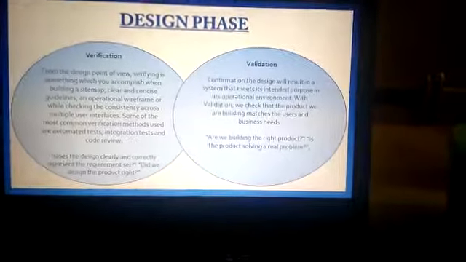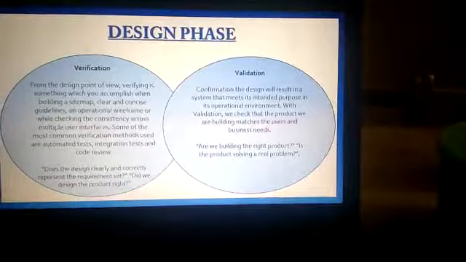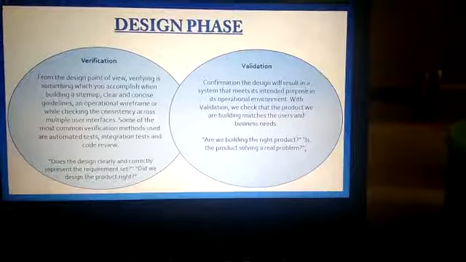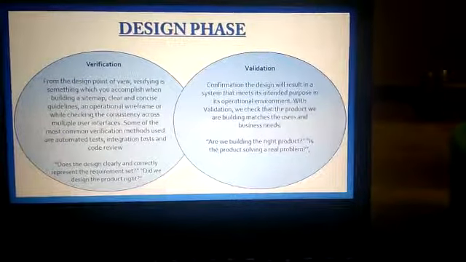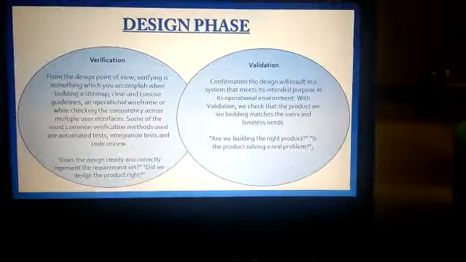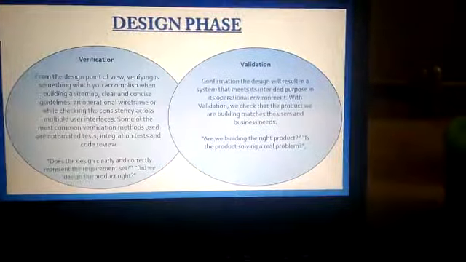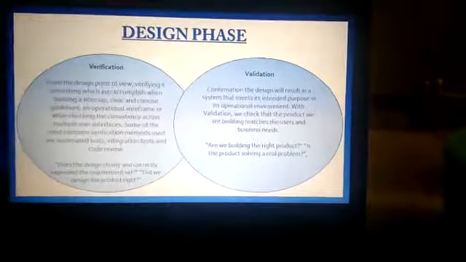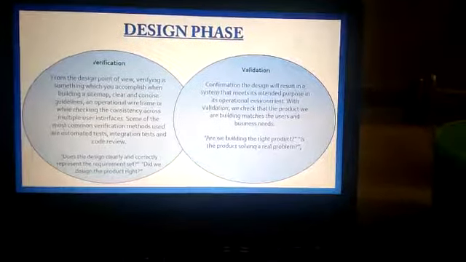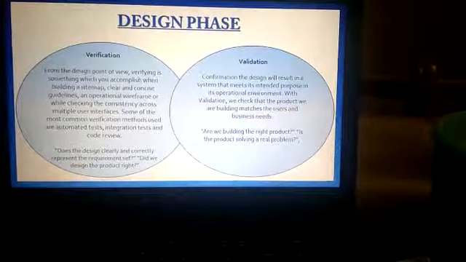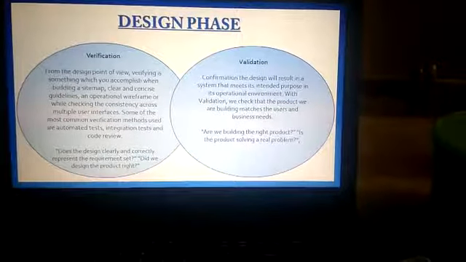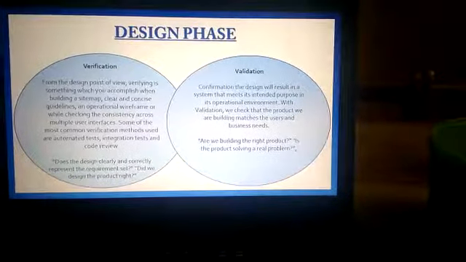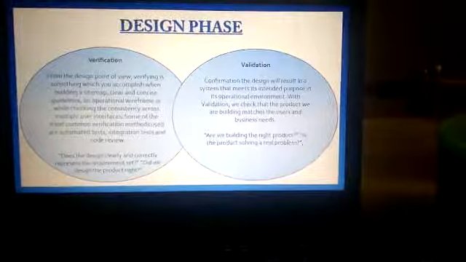Okay, for the validation, confirmation that the design will result in a system that meets its intended purpose in its operational environment. With validation, we check that the product we are building matches the user and business needs. So the main question in the validation design phase is, are we building the right product? Is the product solving the right problem?